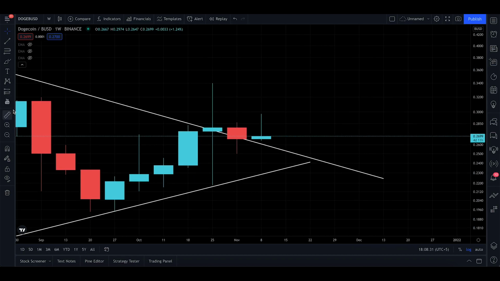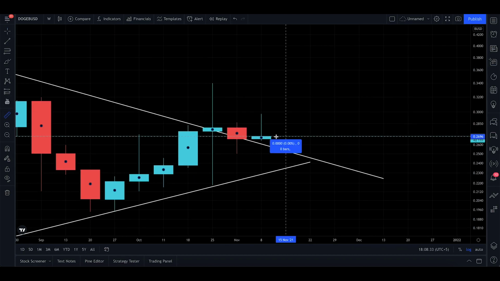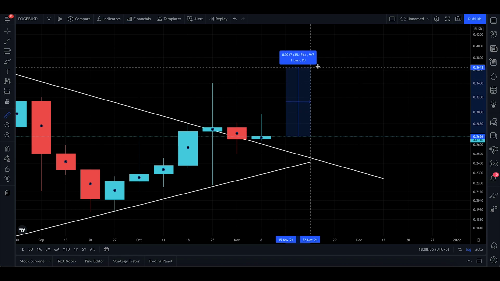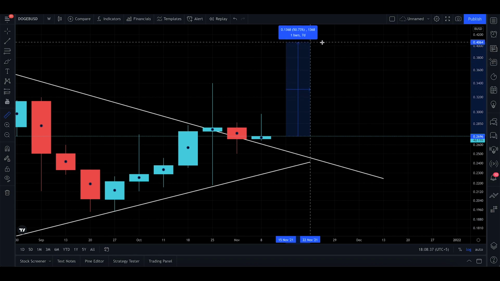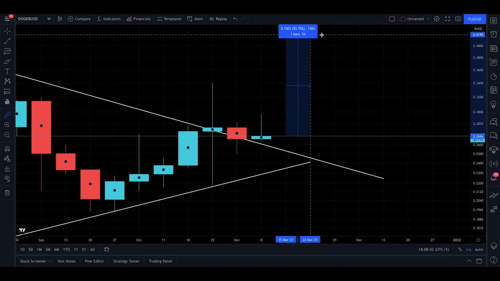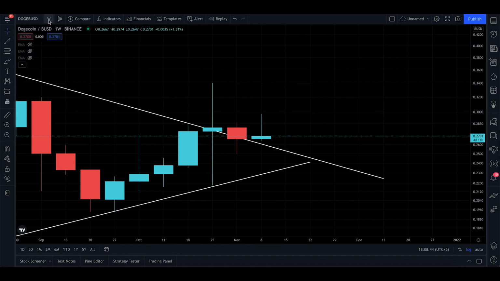40-50%. Okay, so if we do the same here, 40-50% just from there to there, let's see what 50% really is. Yeah, that takes you nearly to the 0.4059 or the 0.43, whatever you want to say. And there is a resistance right there.